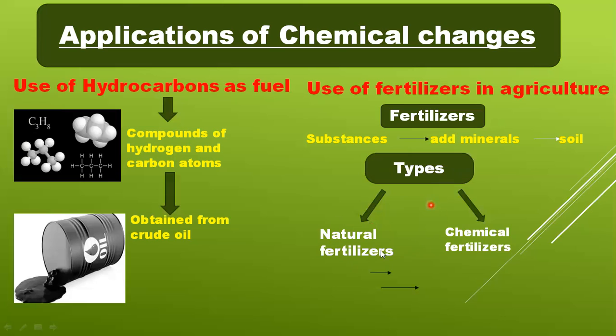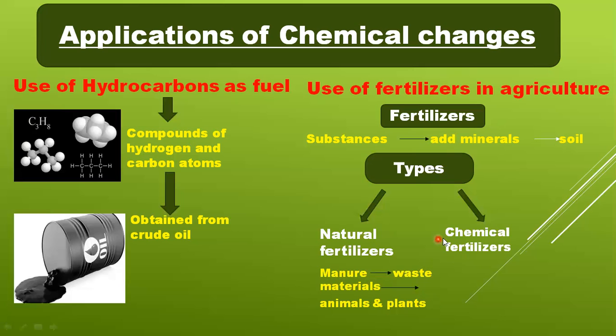So as the name shows, natural fertilizers. What are natural fertilizers basically? Natural fertilizers are those fertilizers that we can derive from nature. So manure is included in the natural fertilizers. What is manure? It is the waste material of animals and plants. Waste materials of animals and plants are known as manure. And manure is rich in nutrients. That's why we add manure to the soil to increase the fertility of the soil.